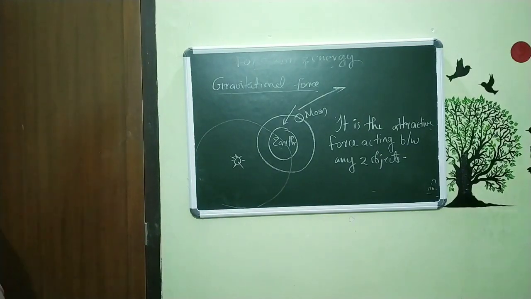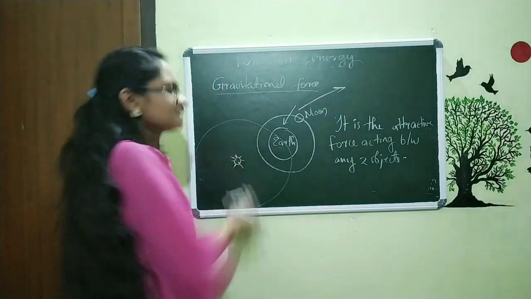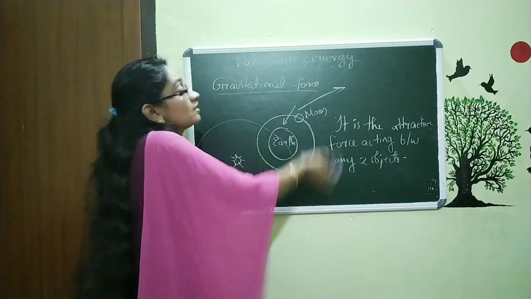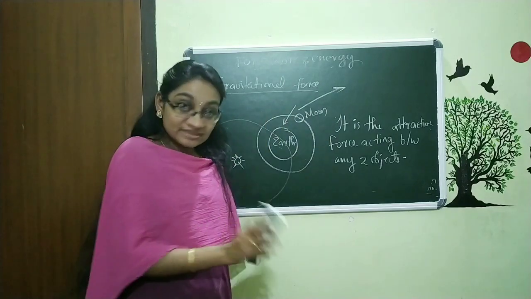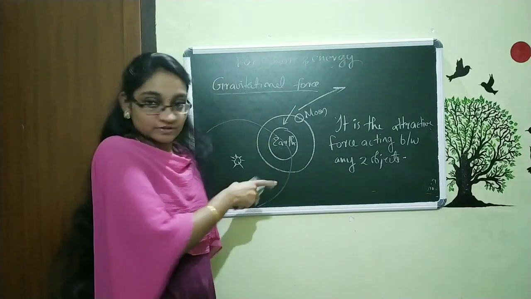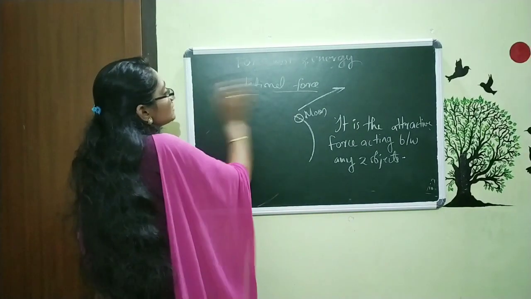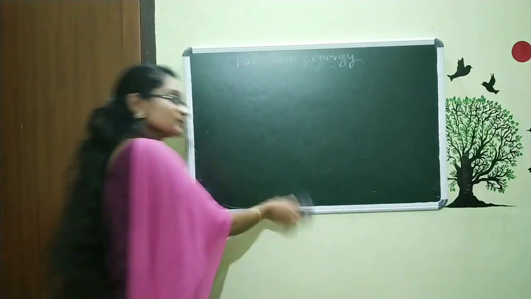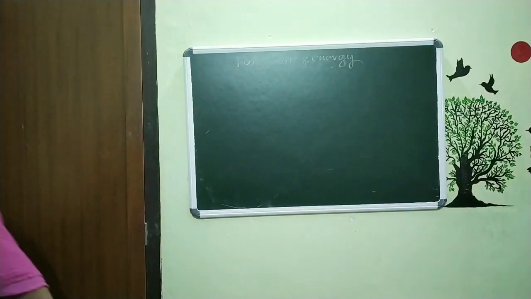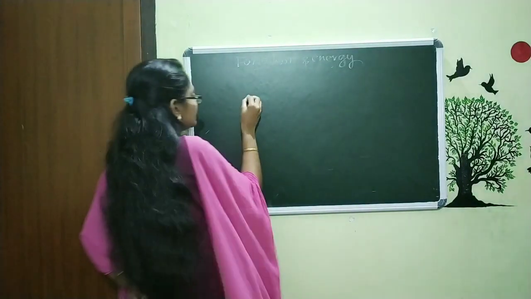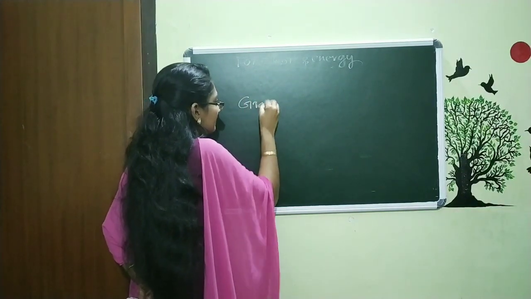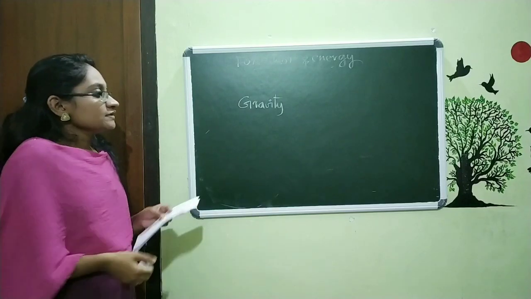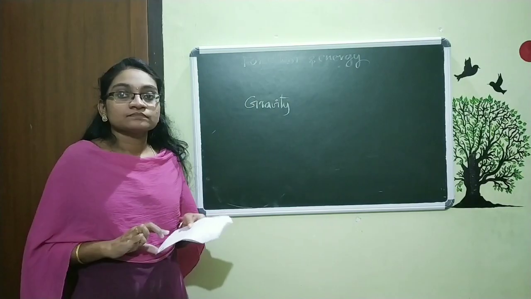You just study the definition and remember these examples: why the earth is rotating around the sun, why the moon is rotating around the earth. All these things are because of this gravitational force. So this is all about our gravitation. You can use gravitational force as gravity also, gravity or gravitational force. So this is all about this.